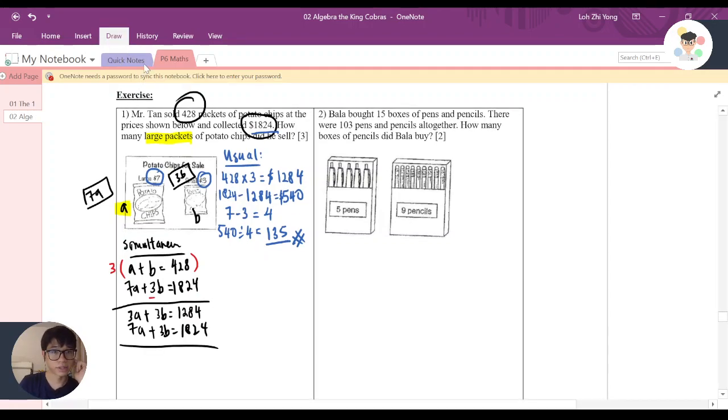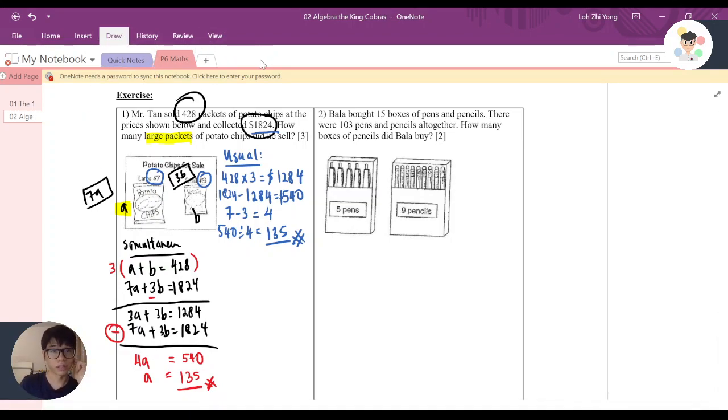Now, this is the interesting part. Because I want only A, I need to subtract away the B. So I put minus. I know that the bottom is larger than the top one, so 7A minus 3A is equal to 4A. 3B minus 3B is nothing, so it's gone. 1824 minus 1284 is equal to 540. So if I want to look for A, which is the number of large packets of potato chips, it's 540 divided by 4. That's 135, and we are done with this question.